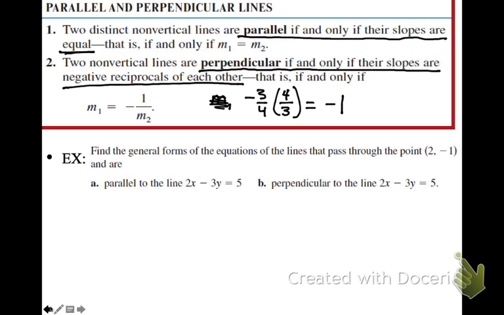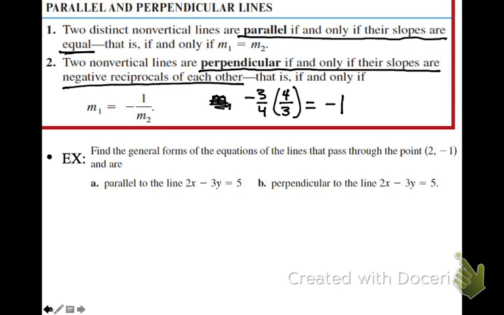So, we have one equation. It looks like two problems, but it's not. If you notice A and B, aren't we dealing with the same equation? It says, find the general forms of the equations of the lines that pass through (2, -1) and are parallel to this other equation and perpendicular to it. Well, first of all, both parallel and perpendicular lines rely on the same thing, the slope. I need to know the slope, correct?